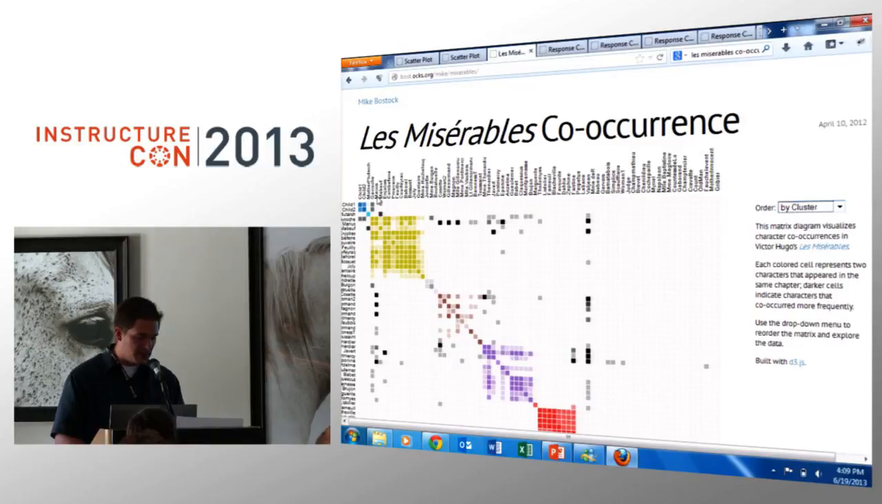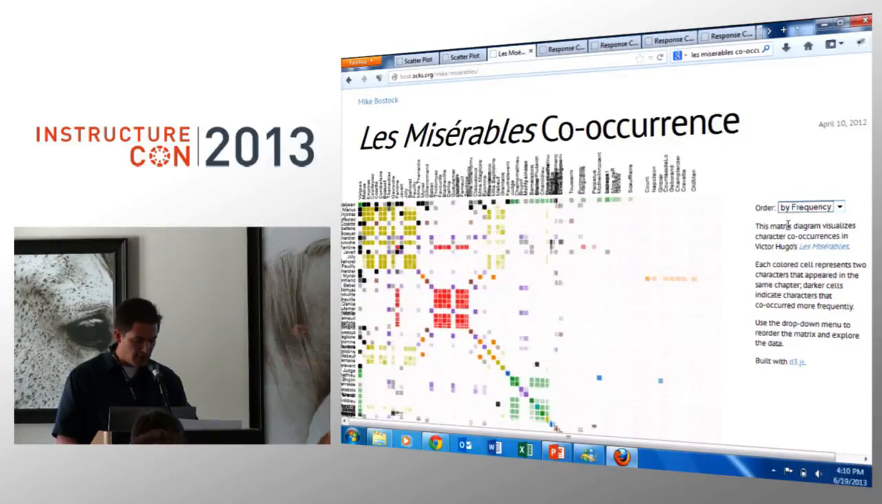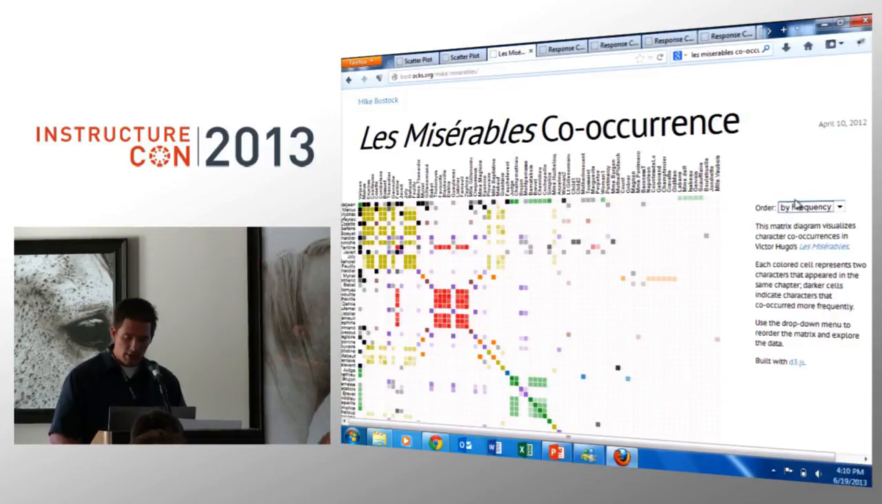We can see here that with these squares, these two characters appeared together. The darker the color of the square, the more often these two characters appear in the same scenes. The color was applied to the data prior to visualization using what he calls a community detection algorithm. I didn't reach out to Mike to ask what kind of algorithm he used, but essentially these colors are used to indicate quote-unquote communities of characters within the book. You can see over here on the right we can cluster by name, we can cluster by frequency, so we can sort by the higher frequency characters, or we can sort by cluster.